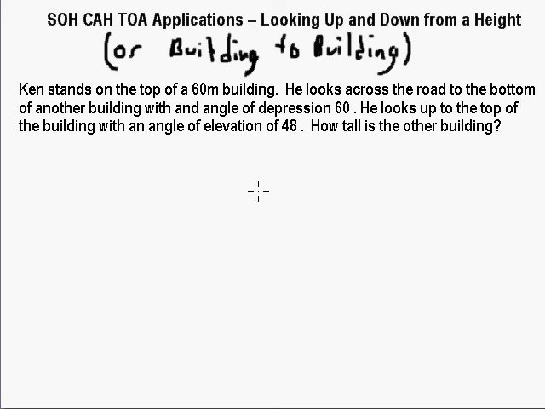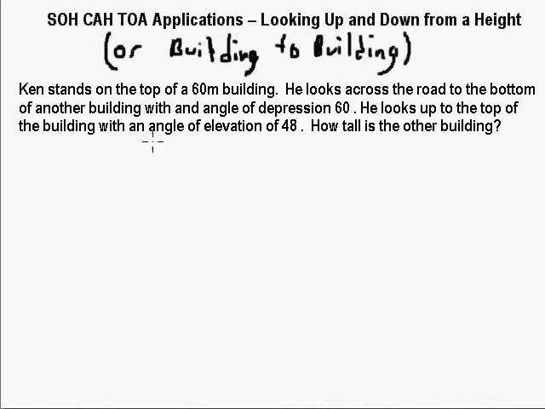Now, this is the harder application question. This is the one that's usually on the test that a lot of people have a little bit of trouble with. Here we go. Well, I actually might as well tell you what I wrote in there. It says, SohCahToa application: looking up and down from a height. That's a given height. Or the building to building question. We do this one a lot and it throws kids off, so let's talk about it.